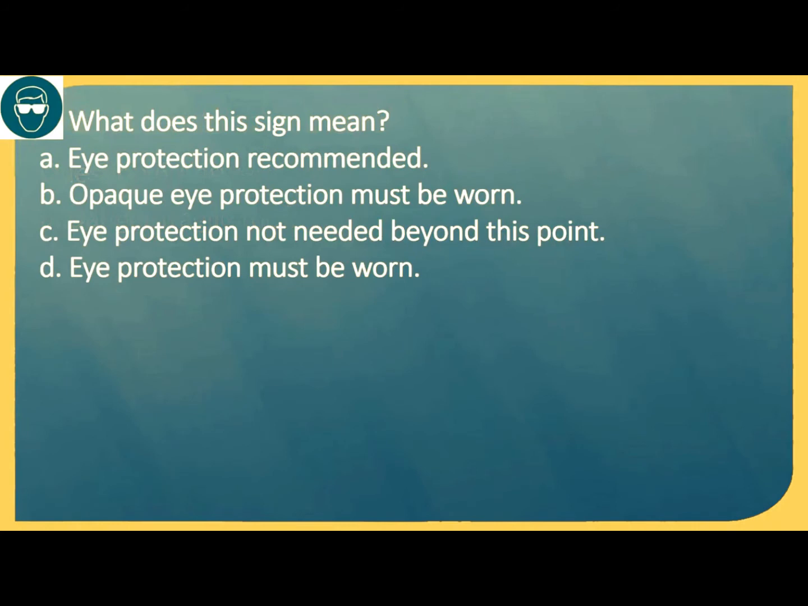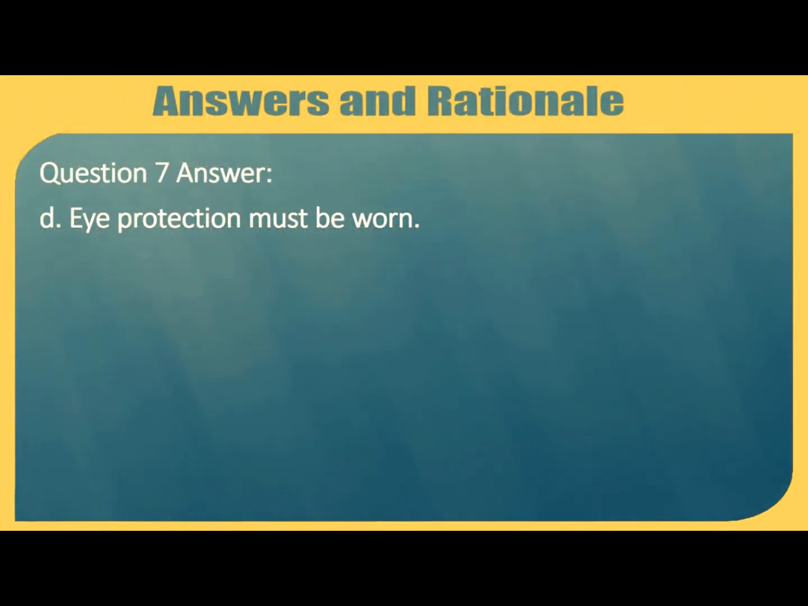Question 7. What does this sign mean? A. Eye protection recommended. B. Opaque eye protection must be worn. C. Eye protection not needed beyond this point. D. Eye protection must be worn. Question 7. Answer D. Eye protection must be worn.